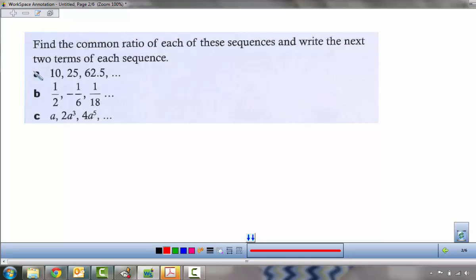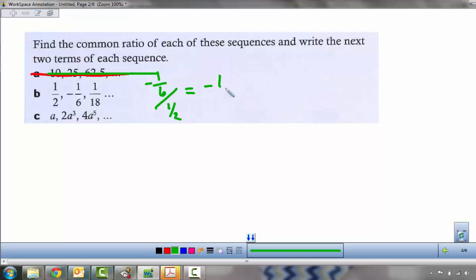So we're going to skip A. If you want to do it, go for it. I think it's too elementary for us here. Find the common ratio and write the next two terms of each sequence. Okay, so how do we find the common ratio in B? We take the second term and we divide by the first term.